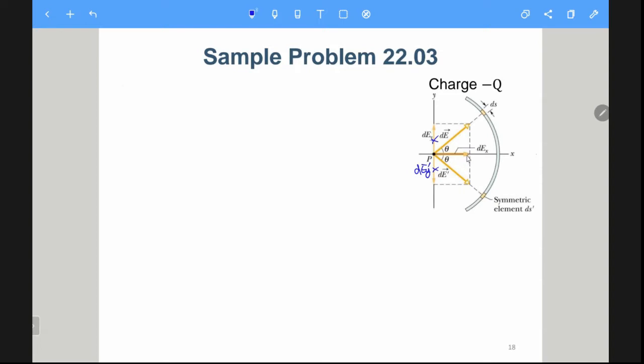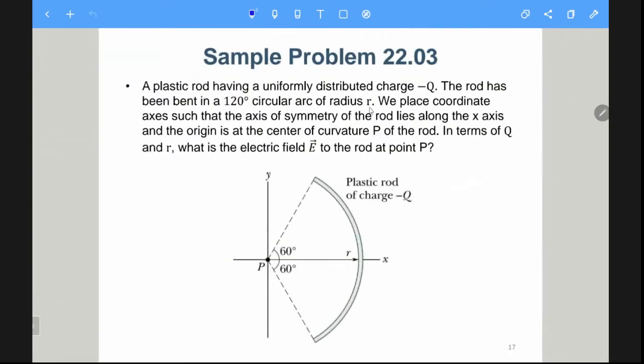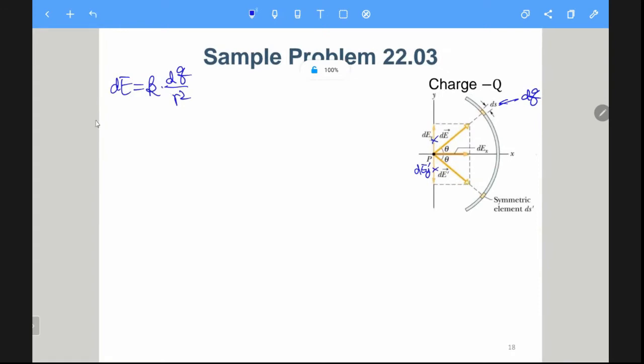So let's see. dE will be nothing but k times dq over the radius, small r, squared. So this is nothing but the E field generated by a point charge, because we already assume this segment is infinitely short.